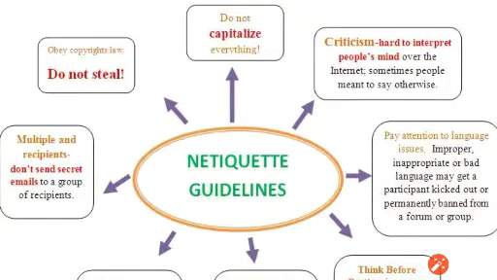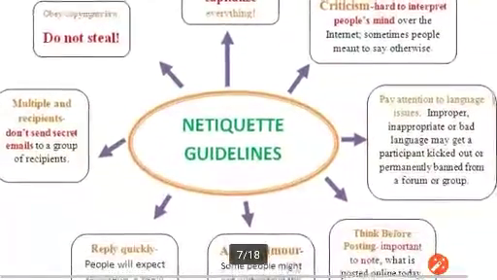First, do not send secret emails to a group of recipients. Do not steal. Like you have to obey your copyright laws. Then do not capitalize everything. That means you are shouting at someone if you write any message all in capitals. Then criticism: it is hard to interpret people's minds over the internet. Sometimes people meant to say otherwise. So it becomes very difficult while you are chatting with someone and you are saying something but someone else has interpreted it in some other way. So you have to be very careful what you are writing.